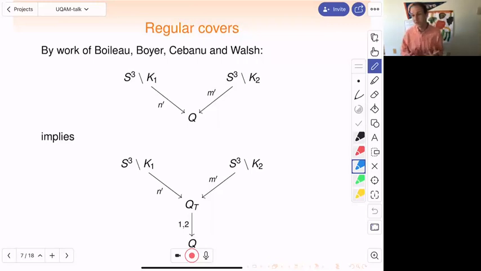So the previous slide had S3 minus K covering one of 2 types of cusps, and by work of Steve and co-authors, Boileau, Sabanu, and I guess Sabanu was at UQAM, right? He got his PhD there, yeah. And then Walsh, and I guess when you were working on this project, Genevieve was also in Montreal, right?